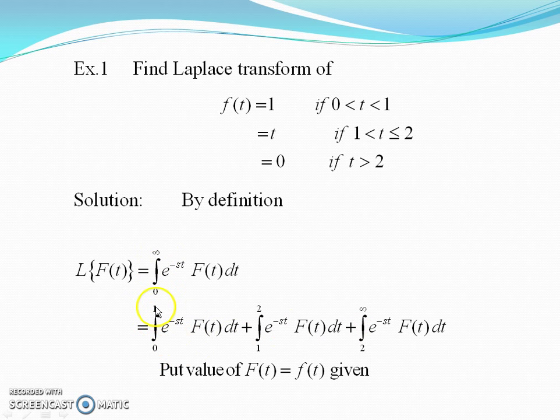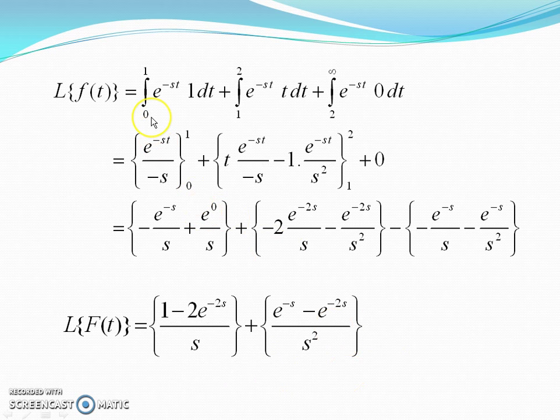One is integration 0 to 1 e raised to minus st f of t dt, plus integration 1 to 2 e raised to minus st f of t dt, plus integration 2 to infinity e raised to minus st f of t dt. Put the value of f of t, which is equal to small f of t given in the hypothesis. When t is between 0 to 1, f of t is 1. When t is between 1 to 2, f of t is t. And when t is greater than 2, f of t is 0.